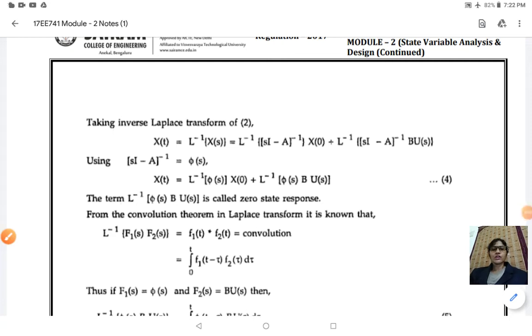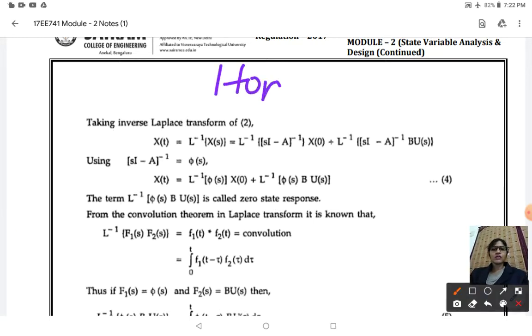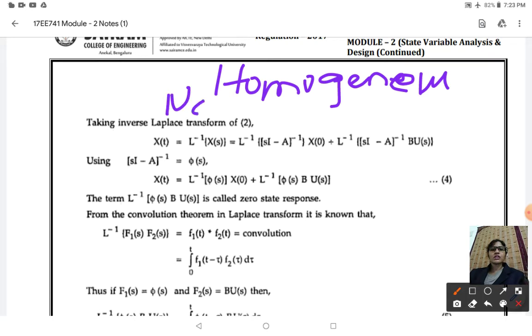Good morning students. In the previous class we have seen the solution of state equation. Under that we have seen two things: one is the homogeneous solution and the second one is the non-homogeneous solution. We also saw the major difference between homogeneous and non-homogeneous.